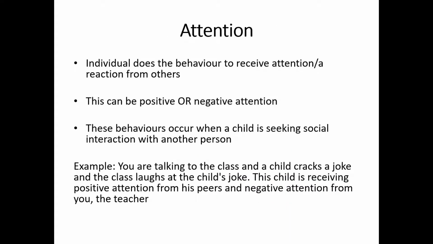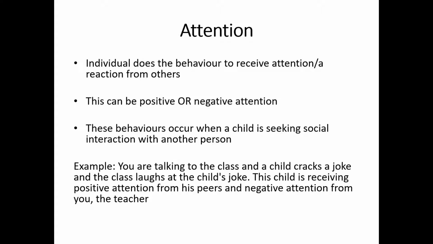So first we'll look at attention. The individual does the behavior to receive attention or a reaction from others. This is a common function of behavior for children on the spectrum, but also children and adults across the board. A lot of people do behaviors to get attention and to get a reaction. This could be positive attention or negative attention. These behaviors occur when a child is seeking social interaction with another person as well, right? Sometimes a child may not know other ways to try and initiate interaction or to make a connection with another person. So the behaviors often come across as attention seeking, or looking like they're seeking a reaction from someone.